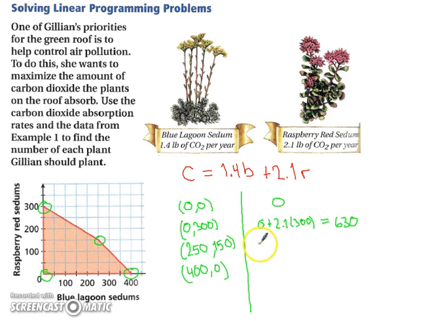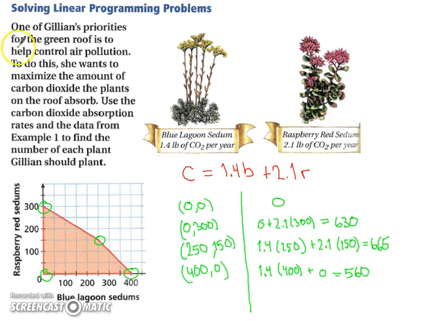And now we can go 1.4 times 250 plus 2.1 times 150, and that gives us 665. And then we have 1.4 times 400 plus 0, because 2.1 times 0 is 0, which is 560.